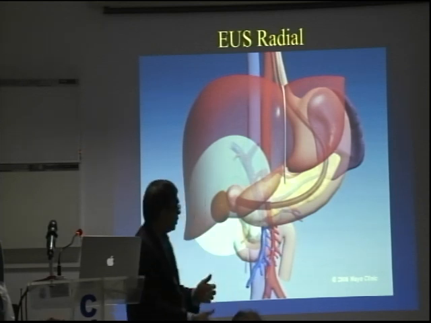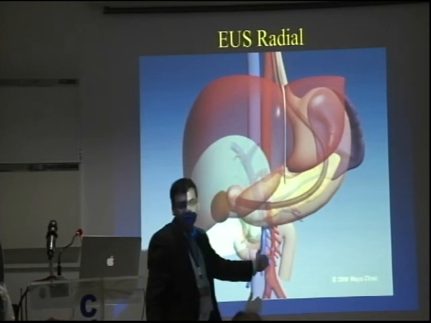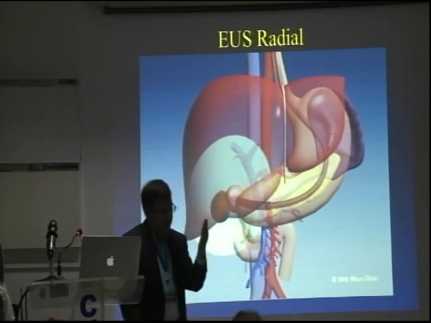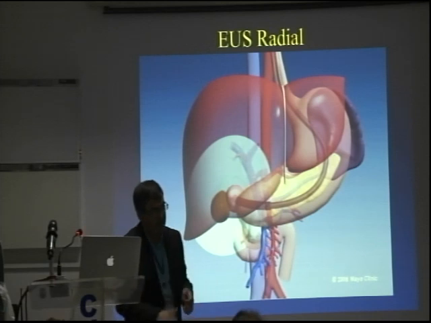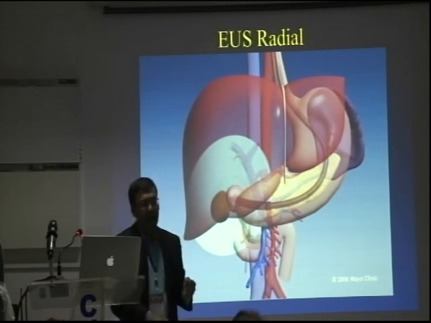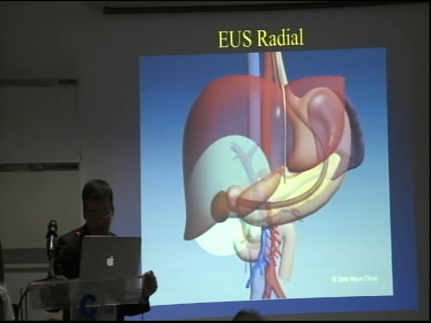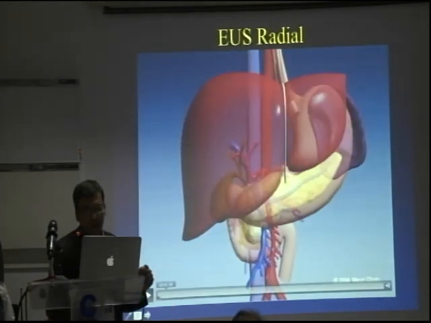While the linear is totally different, because that's kind of a cross-sectional image like that. So you can move right and left with that. With the radial one, you have to go in and out to really take a look at the whole pancreas.